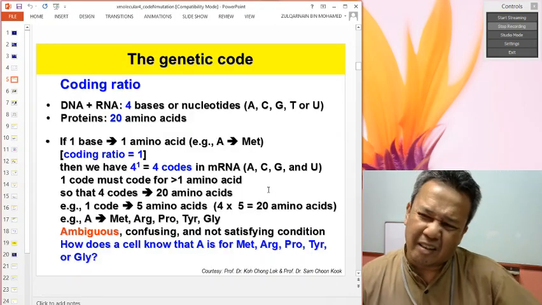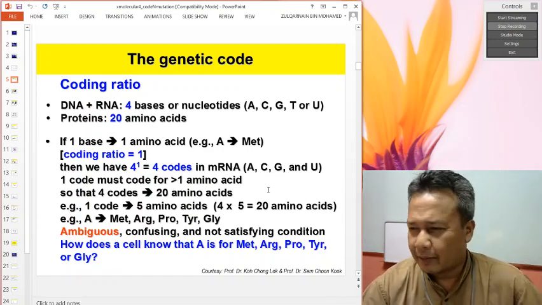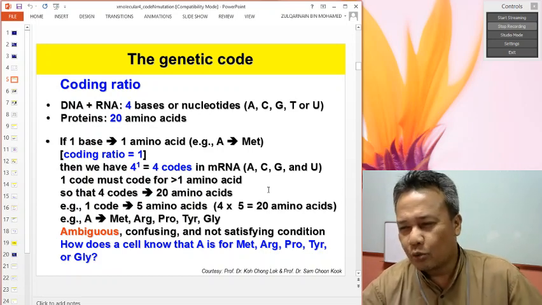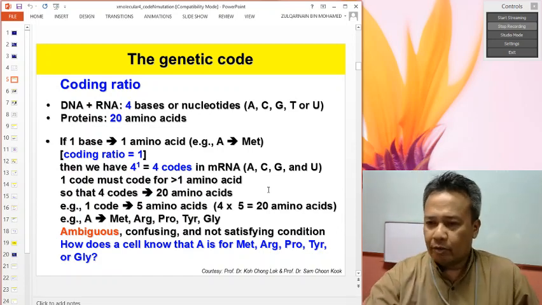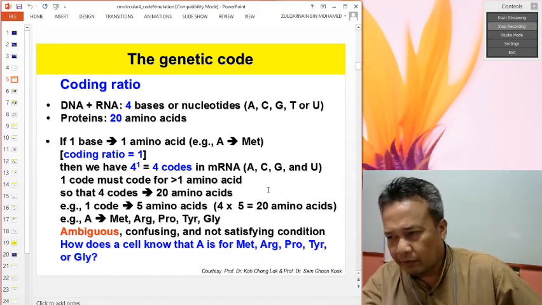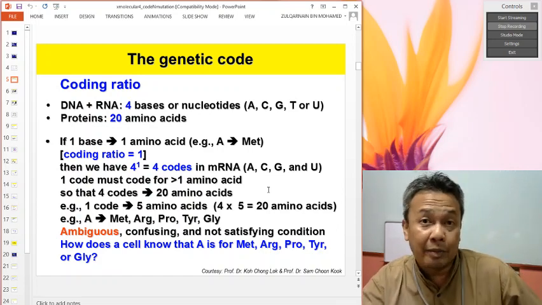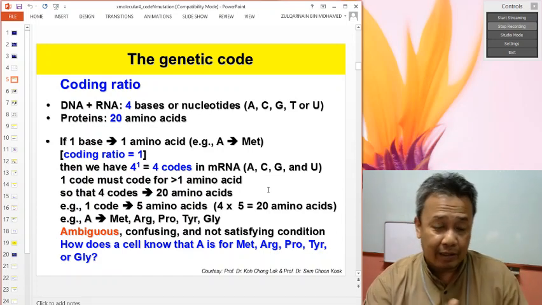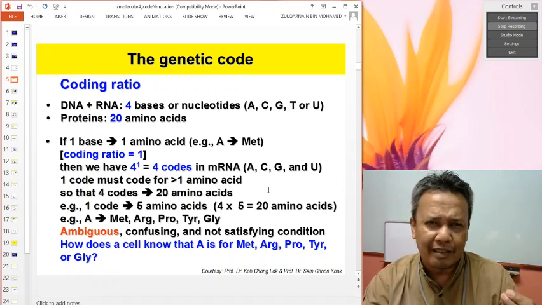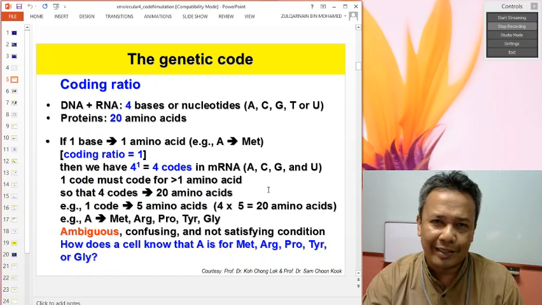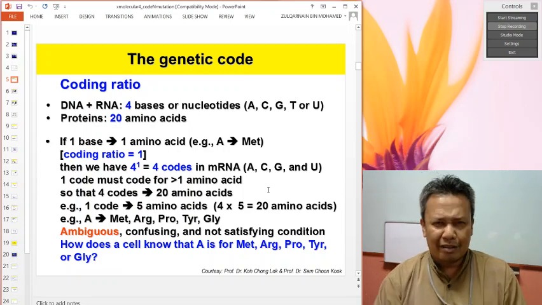Hello again. Continuing with the genetic code. If you feel that this slide is a bit confusing, just forget about it, because it's meant to tell you what scientists were thinking at that time. If one base is the code, then you only have 4 amino acids. It's not enough. The codes can't be that simple, because you only have 4 bases, so one base must code for 5 amino acids at least. You see what I'm trying to say?